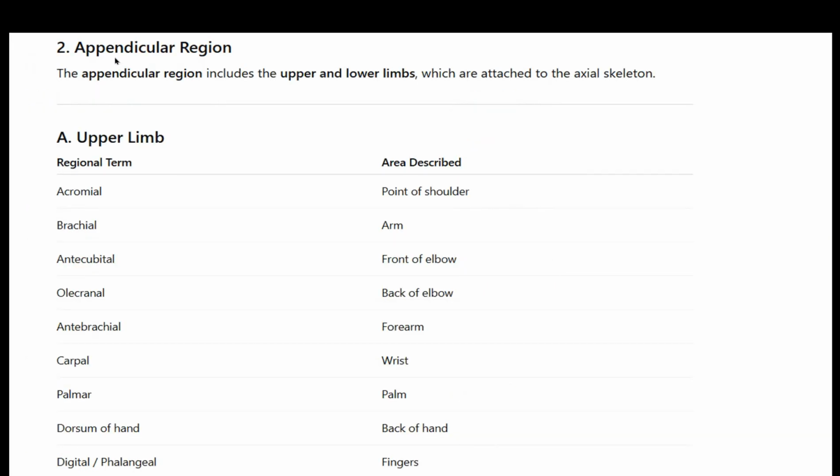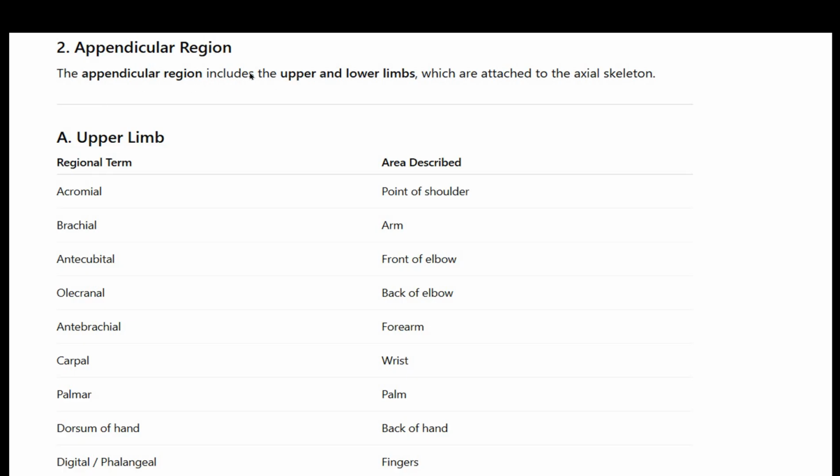Now we will talk a bit about the appendicular region. So first region we have already covered, that is axial region. Now we have appendicular region. Appendicular region includes the upper and lower limb which are attached to the axial skeleton. Okay, so we have upper limb, that includes acromial, point of shoulder, brachial, that is arm, antecubital, that is front of elbow, olecranal, that is back of elbow, antebrachial, that is forearm, carpal, that is wrist, palmar, that is palm, dorsal of hand, back of hand, and digital phalangeal, that is fingers.